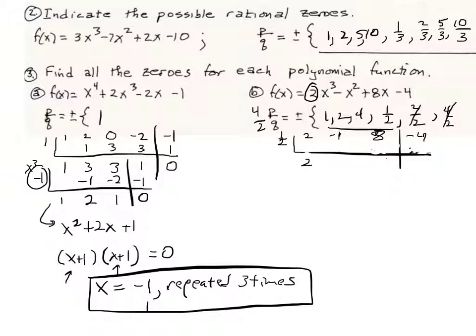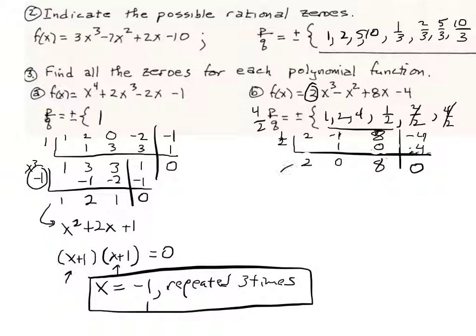Bring down the 2. This makes a 1. That makes 0. 1/2 times 0 is 0. 8 plus 0 is 8. 1/2 times 8 makes 4. And negative 4, 0. Alright, cool. That's awesome. That right there tells me that I've found a 0. 1/2 is my first 0. Now I should have at least 3 other zeros.